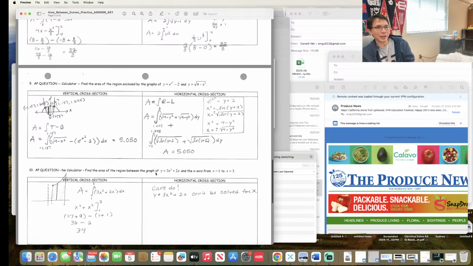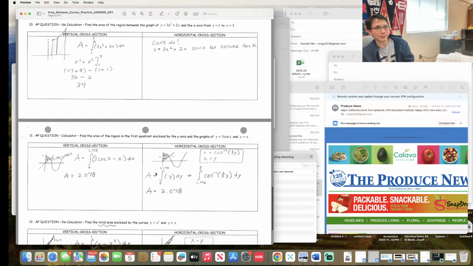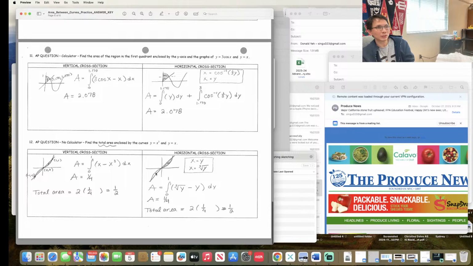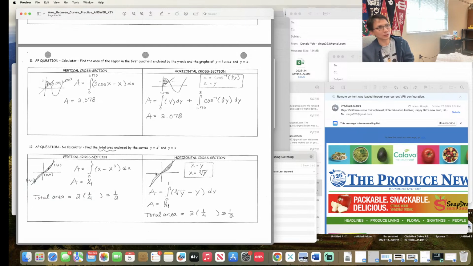Number 9, you can use a calculator, so it'll be 5.050. 10 is 34. Now that question you cannot do horizontal because, I mean, you can. You have to break it into two integrals. 11's 2.078. 12 is 1/2.